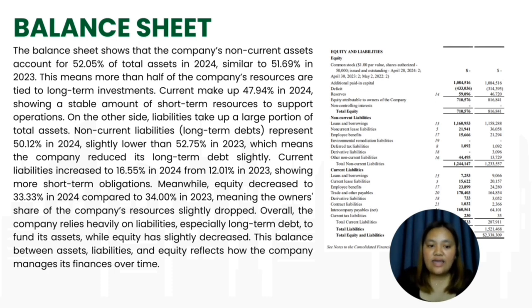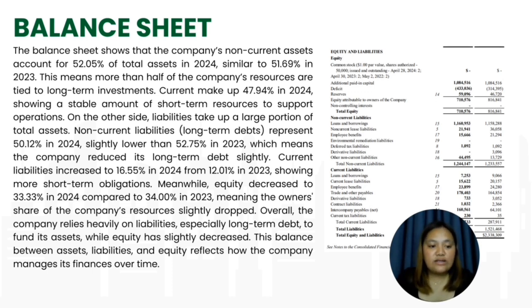On the other side, liabilities take up a large portion of total assets. Non-current liabilities represent 50.12% in 2024, slightly lower than 52.75% in 2023, which means the company reduced its long-term debt slightly. Current liabilities increased to 16.55% in 2024 from 12.1% in 2023, showing more short-term obligations.